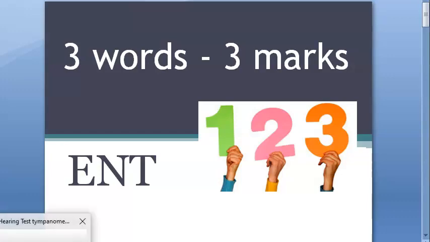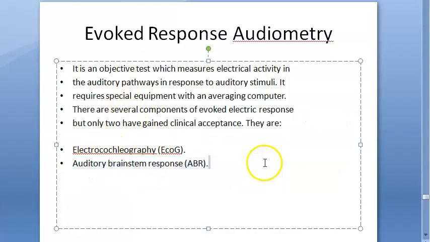Question, guys. The next question is BERA. They're talking about Brainstem Evoked Response Audiometry. That is nothing but ABR. Brainstem Evoked Response Audiometry, right? So this is the one they have asked.